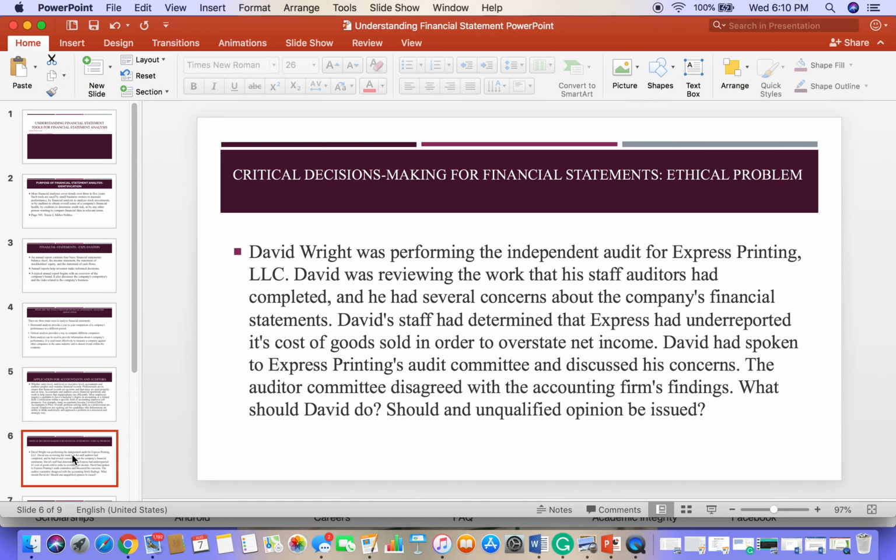Critical decision making for financial statements, the ethical problem. David Wright was performing the independent audit for Express Printing LLC. David was reviewing the work that his staff auditors had completed, and he had several concerns about the company's financial statements. David's staff had determined that Express had underreported its cost of goods sold in order to overstate net income.